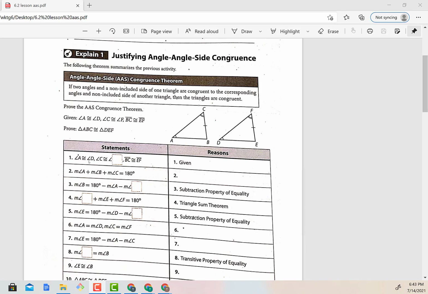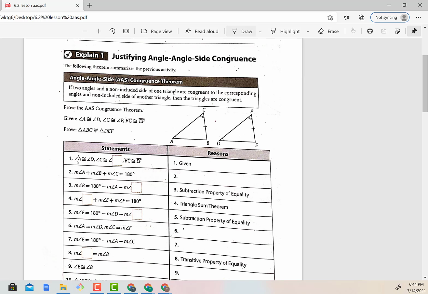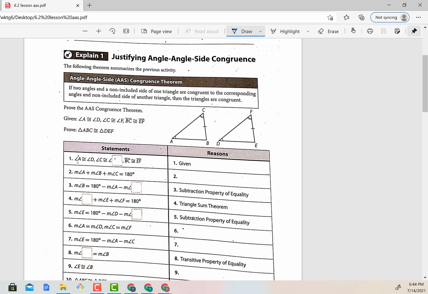So the first statement, I'm going to fill it in. Encourage you to pause the video and try to do some of this on your own as well. The first statement is the given statement, so I'm just going to fill in the missing box. It says angle C is congruent to angle F is what I'm going to put there. And they also tell us angle A is congruent to angle D, and segment BC is congruent to segment EF. All of that is given.